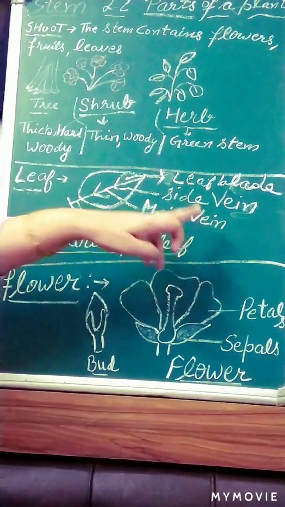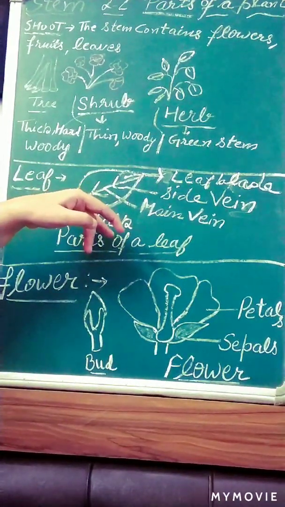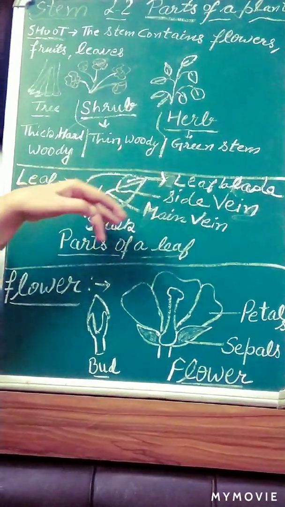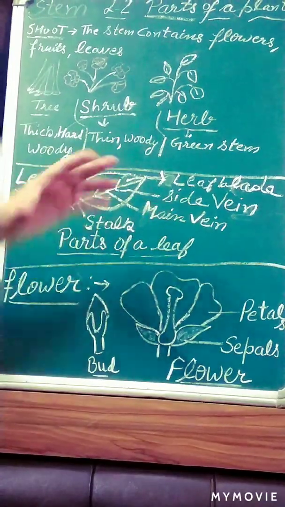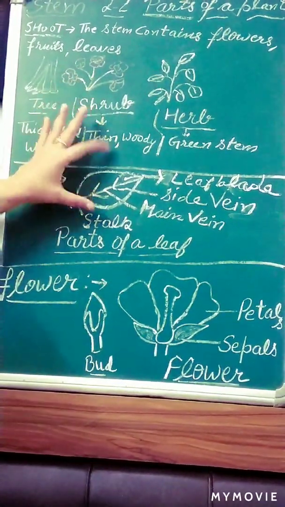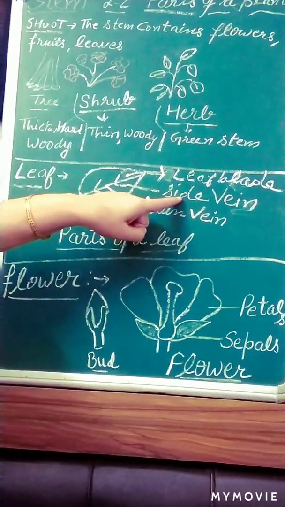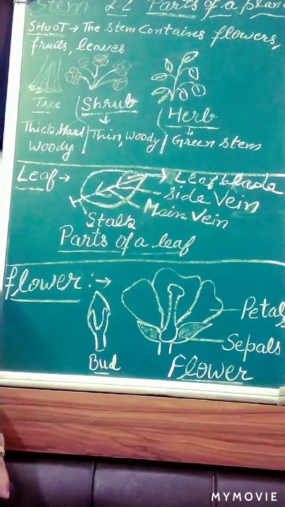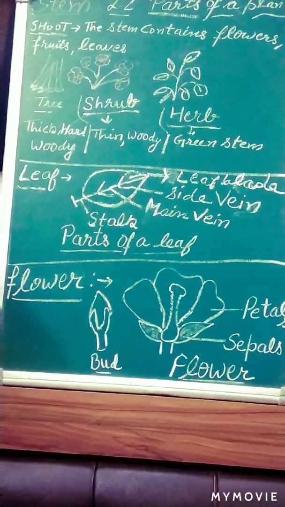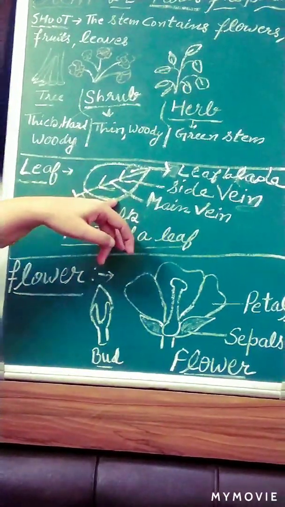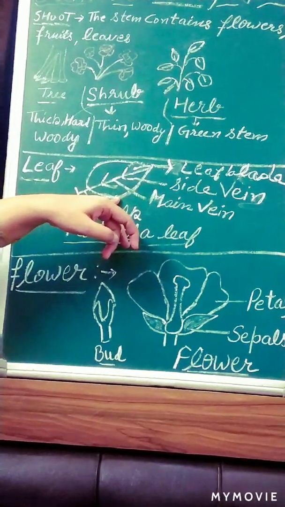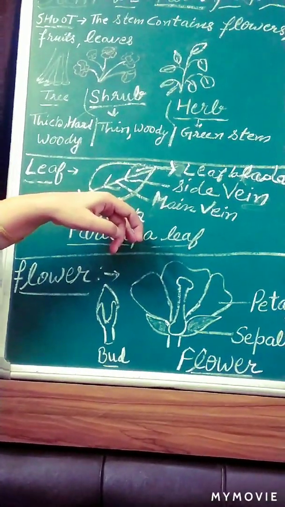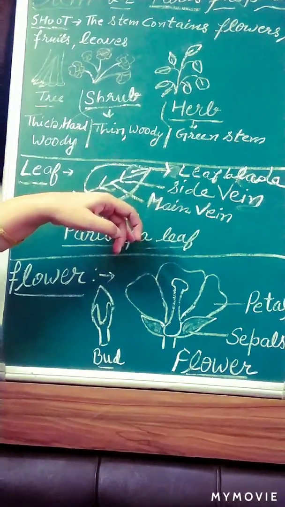There are two types of veins in the leaf. The main vein is present in the center of the leaf, passing through the center of the leaf, and the many veins that arise from the main vein are called side veins. Veins help the leaf in transporting water and food in the leaf. Leaves contain chlorophyll, a green pigment. Leaves are green in color due to the presence of chlorophyll.